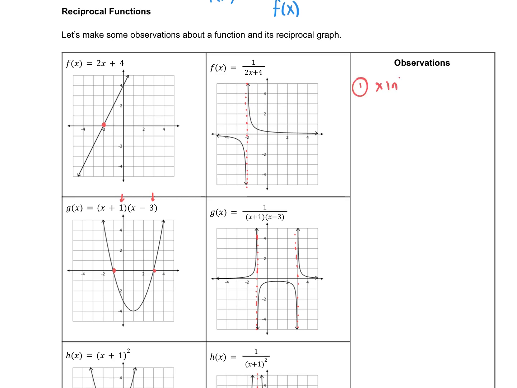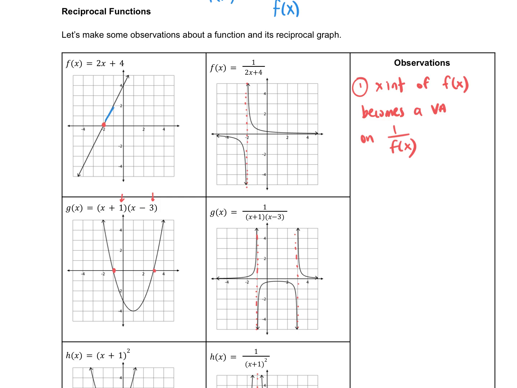The x-intercept of f at x becomes a vertical asymptote on 1 over f at x. Great. Let's see something else. Now, there are parts of the function that are in the positive region, parts that are in the negative. And when I'm talking positive, negative regions, I'm talking about y coordinates.